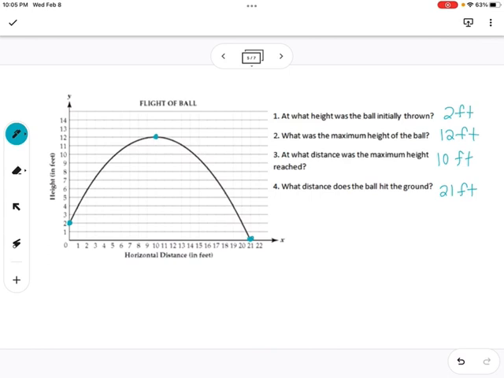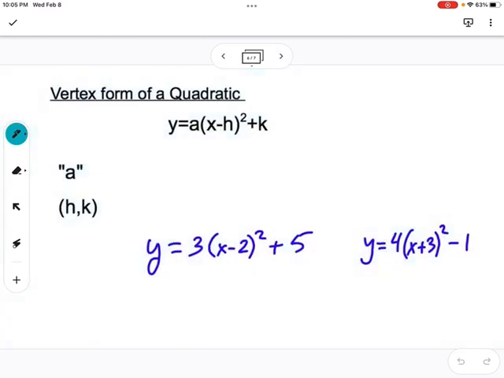Okay. So that's the graph of a parabola or a quadratic. And now we want to look at an equation and see what it tells us. So looking at the vertex form of a quadratic, we have y equals a times x minus h squared plus k. The a in the equation here is going to tell us whether our parabola is opening up or opening down.